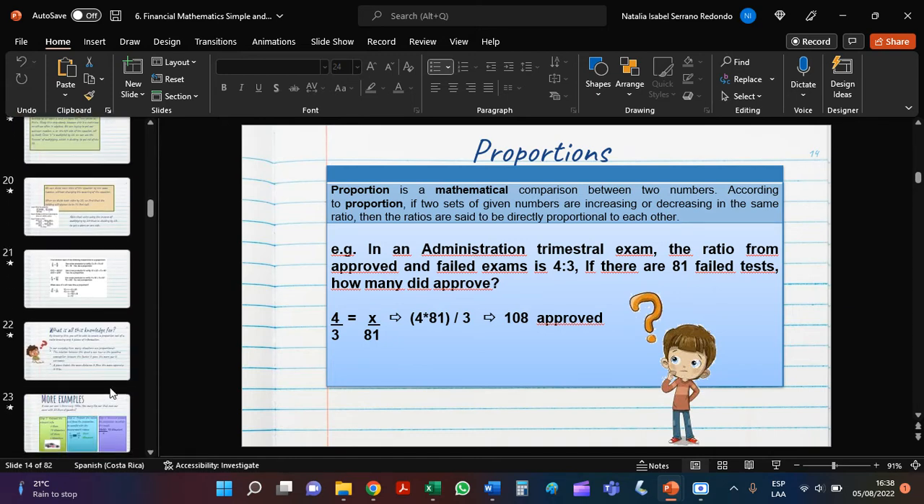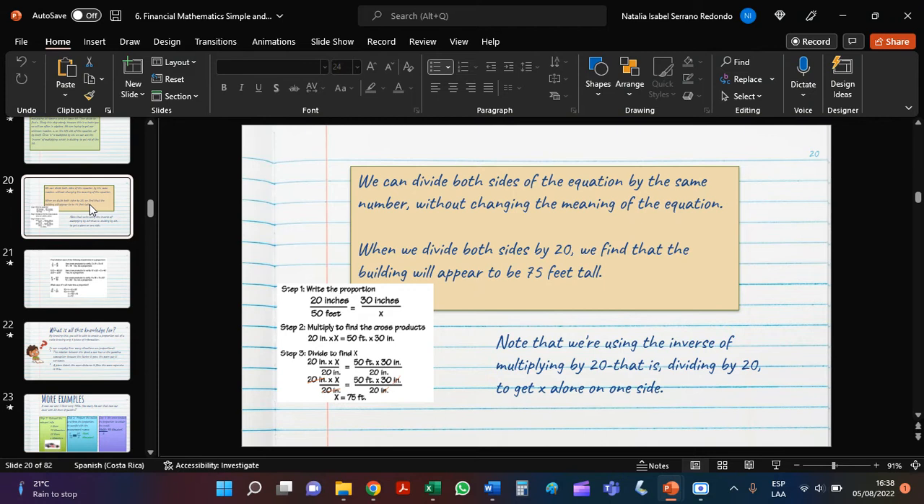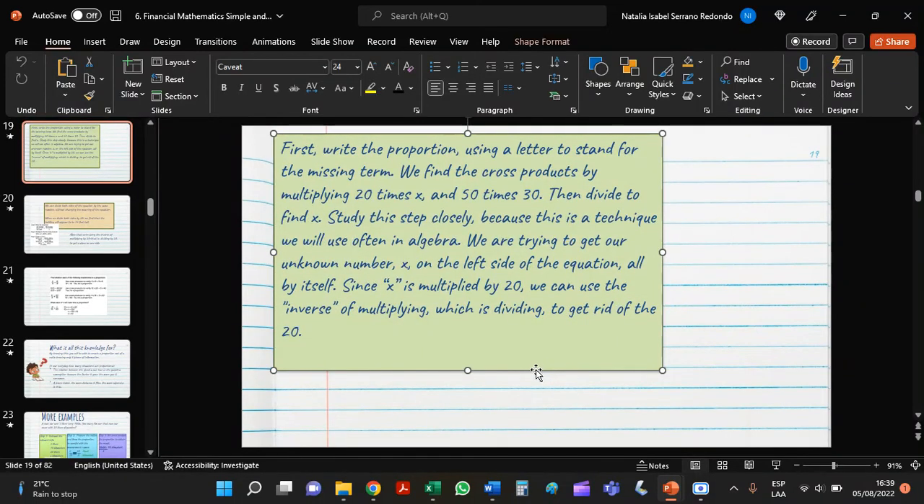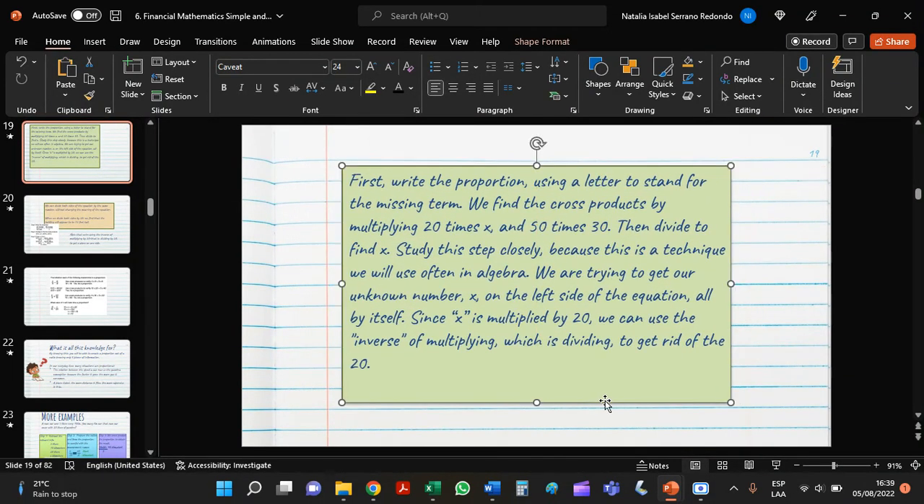Okay. Now, we're going to see more examples on how the proportions work. Okay. We can divide both sides of the equation by the same number without changing the meaning of the equation. When we divide both sides by 20, we find that the building will appear to be 75 feet tall because we're seeing this exercise. First, write the proportion using a letter to stand for the missing term. Usually this letter is X. We find the cross products by multiplying 20 times X.